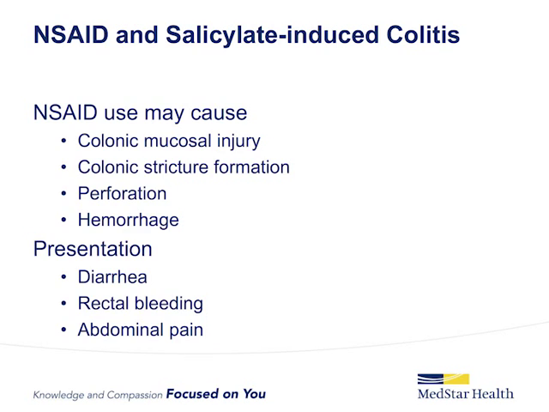It is well known that NSAIDs and salicylates cause ulcerations in the gastroduodenal mucosa. However, these drugs may also produce colonic mucosa injury, colonic stricture formation, perforation, and hemorrhage. In addition, they are also associated with the reactivation of quiescent inflammatory bowel disease. Patients with NSAID or salicylate-induced colitis typically present with diarrhea, rectal bleeding, and abdominal pain, in addition to the history of heavy NSAID use.